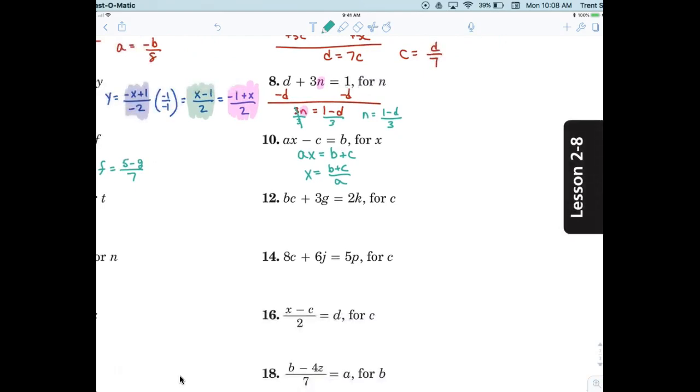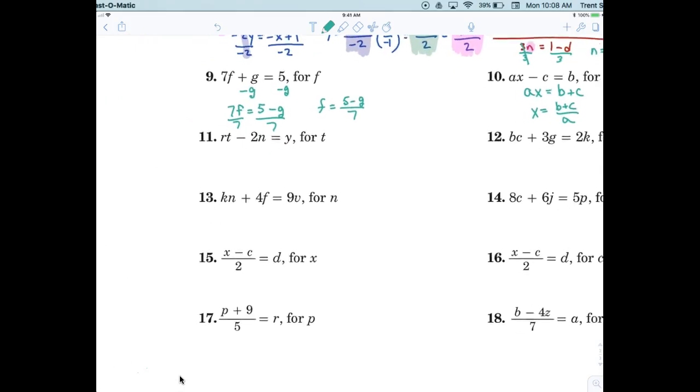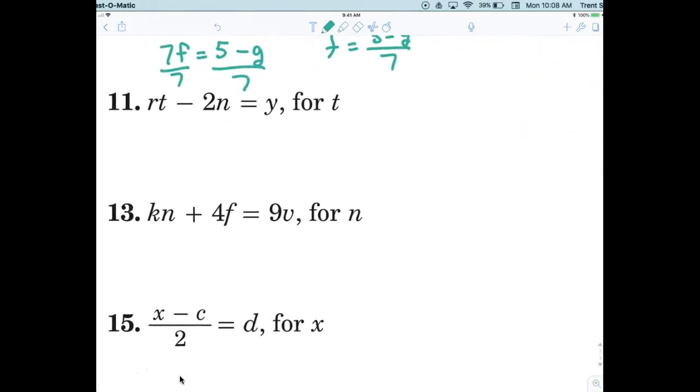Yes. So you add the C to both sides? Yes. Right, because we're undoing subtraction. All right, Dalton, try number 11. So would you plus the 2n? Plus the 2n, exactly. So RT is equal to... So RT equals 2n plus 1.